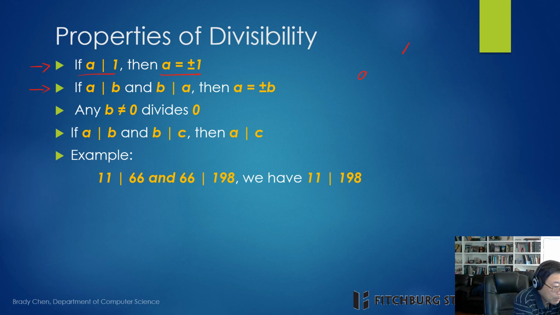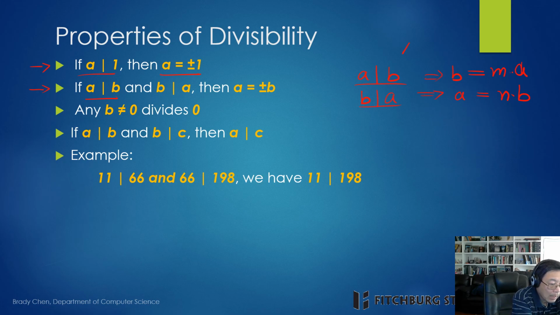So what does it mean A divides B? That means I can write B as the multiplication of a number M times A, right? If you forgot that, check the previous slides. So that's the definition for A divides B. Now, what does it mean that B divides A? That means I can write A as a multiplication of B and a number. In this case, I use n. So these are based on the definition.